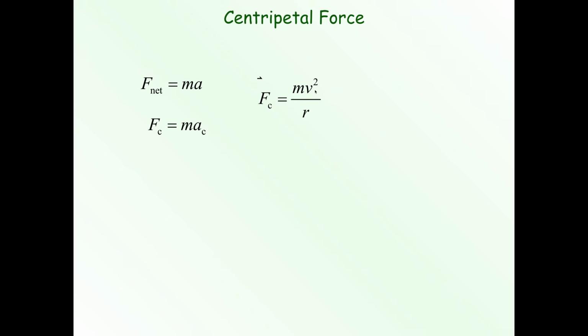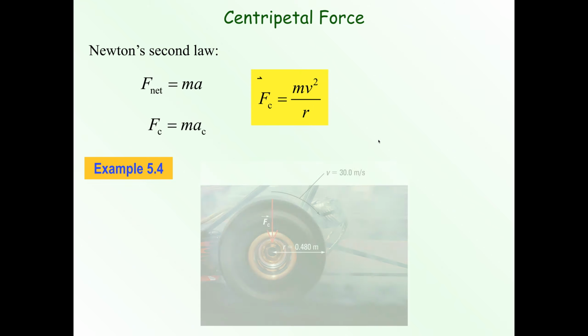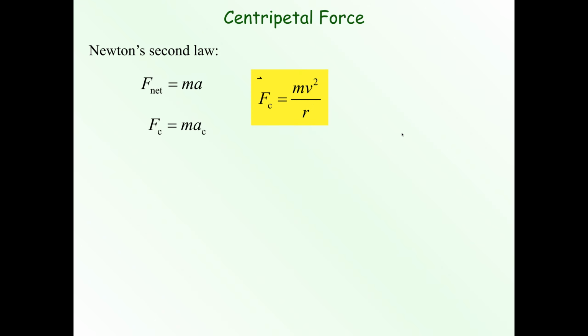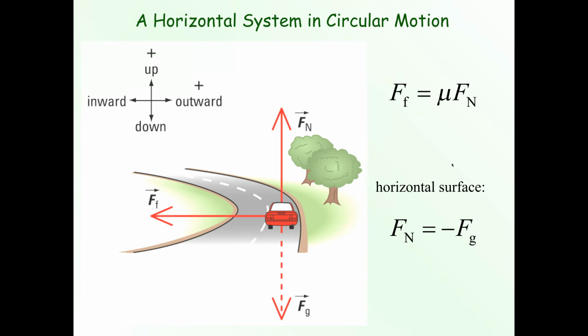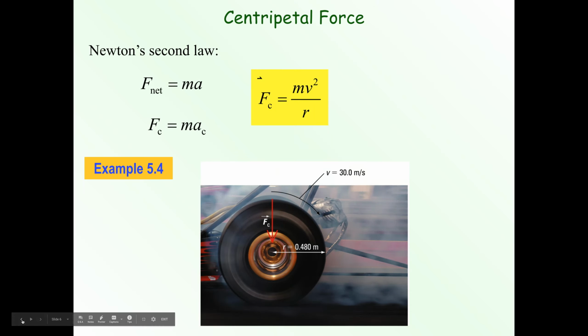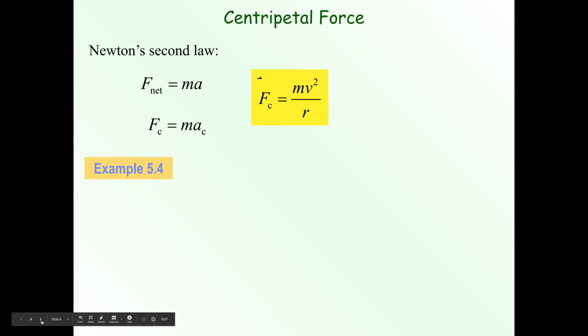If we don't have the acceleration, we can just use our acceleration formula, which is v squared over r, times the mass. Okay, and that's the formula you're given. Well, actually, you're given both of these formulas in your data booklet. Okay, and another example is in your textbook on how to solve for that.